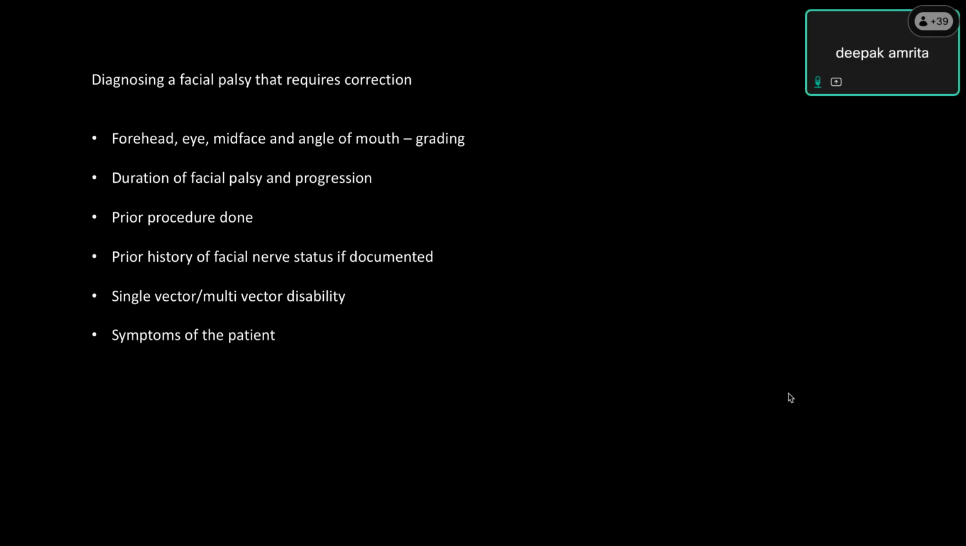Now, the important thing here is the duration is important. I will tell you why as we go along. The prior procedure done is very important. If the patient has had a parotidectomy, you know it's the extratemporal facial nerve that has the injury. If the patient has had a mastoidectomy, you know it's the mastoid segment or the intratympanic segment that may be at risk.